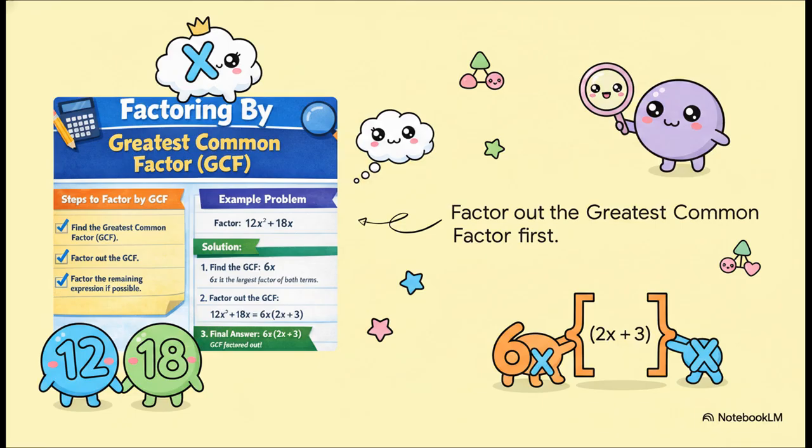So let's say you have the expression 12x squared plus 18x. Well, the biggest number that divides perfectly into both 12 and 18 is 6. And the highest number of x's they share? Just 1. So we simply pull out that 6x. Dividing the remaining expression by that 6x neatly leaves us with 2x plus 3 on the inside of our parentheses. Always check for this first, because it makes literally every subsequent step infinitely easier.